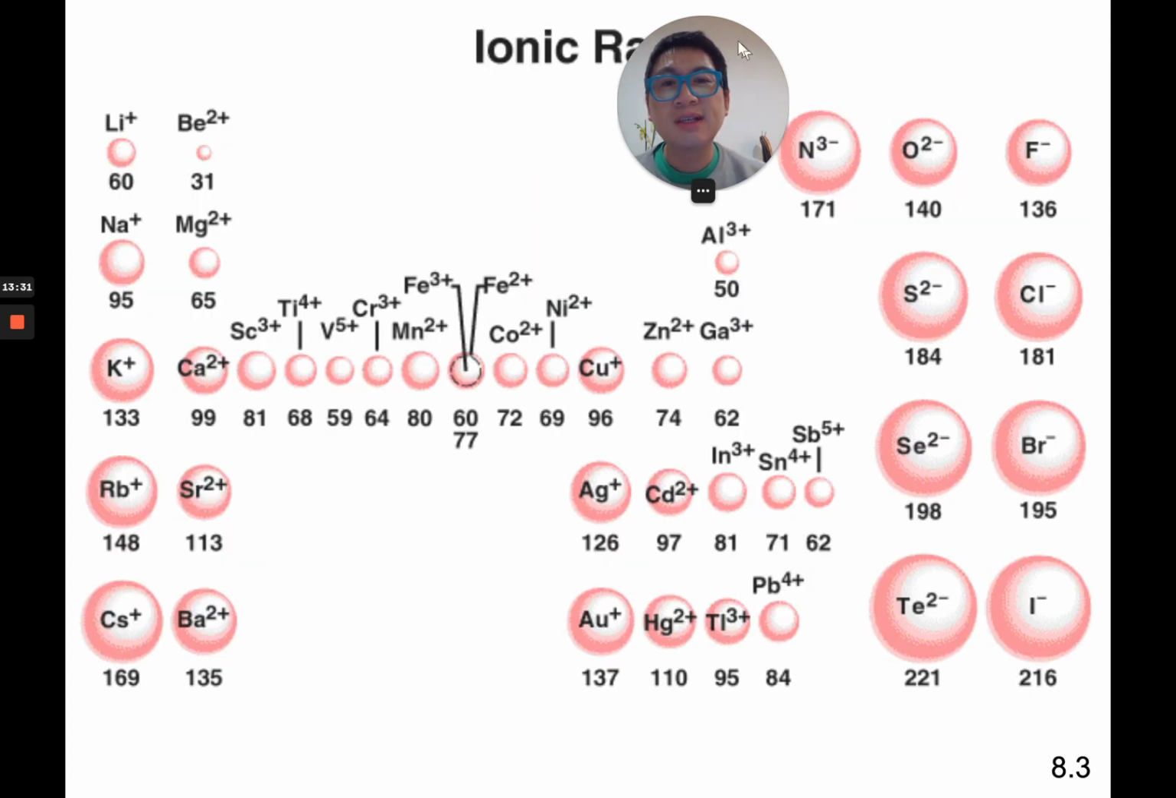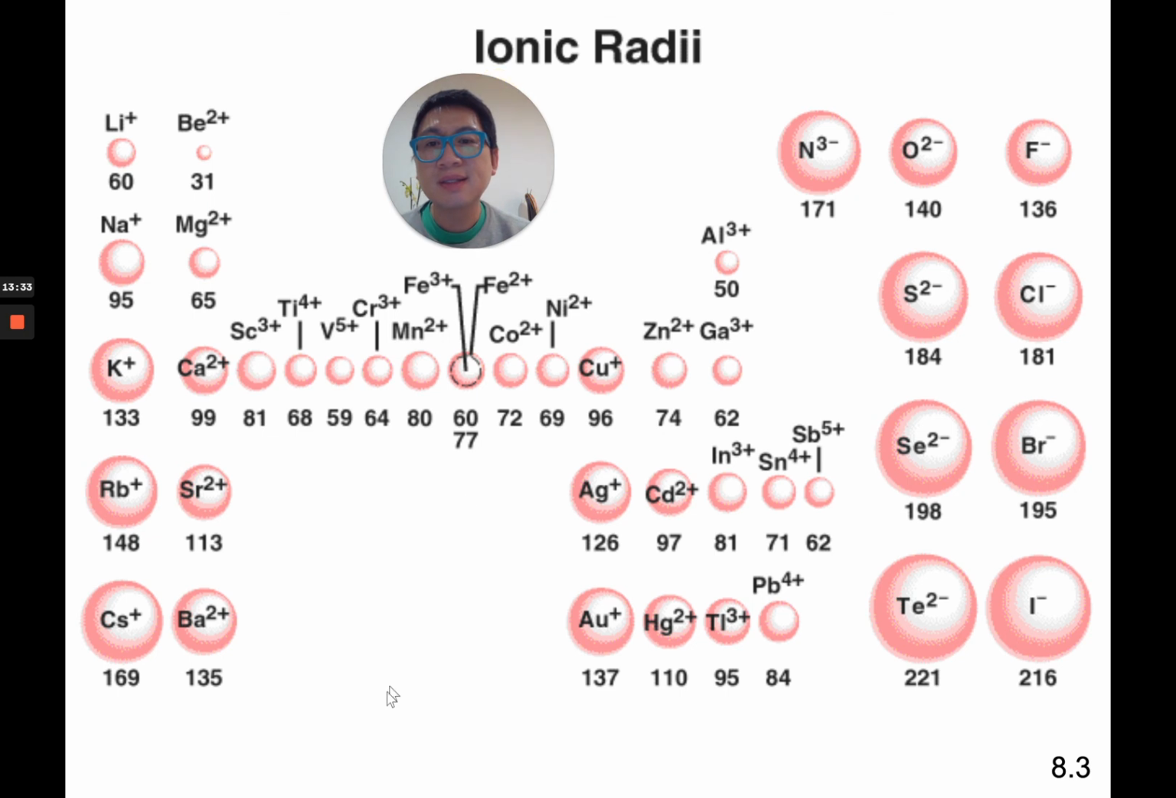Here are the charges of ions. I'll move my face. Remember, group 1, positive 1. Group 2, positive 2. Aluminum group, positive 3. Halogens, negative 1. Oxygen group, negative 2. Nitrogen group, negative 3. So the negative ones get much bigger. The positive ones get much smaller.